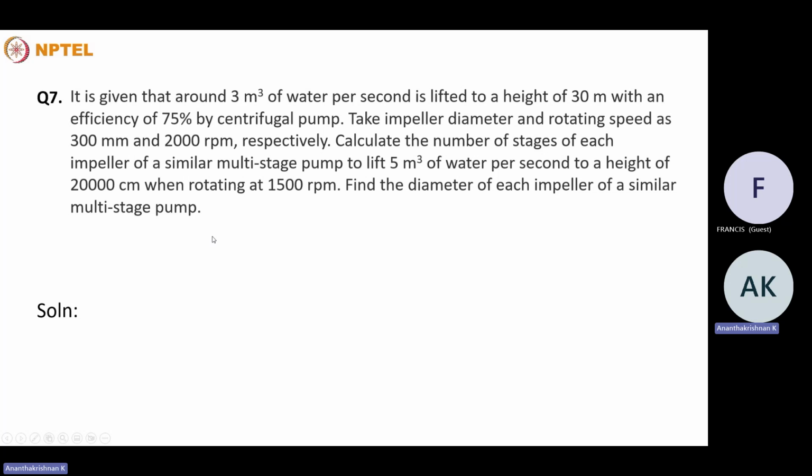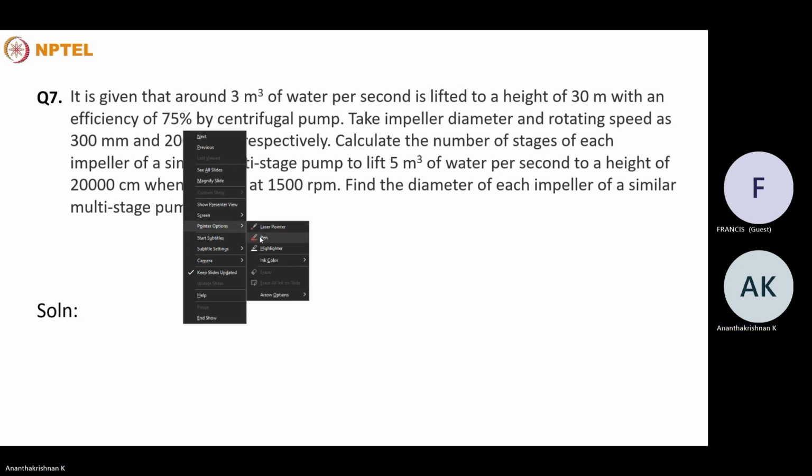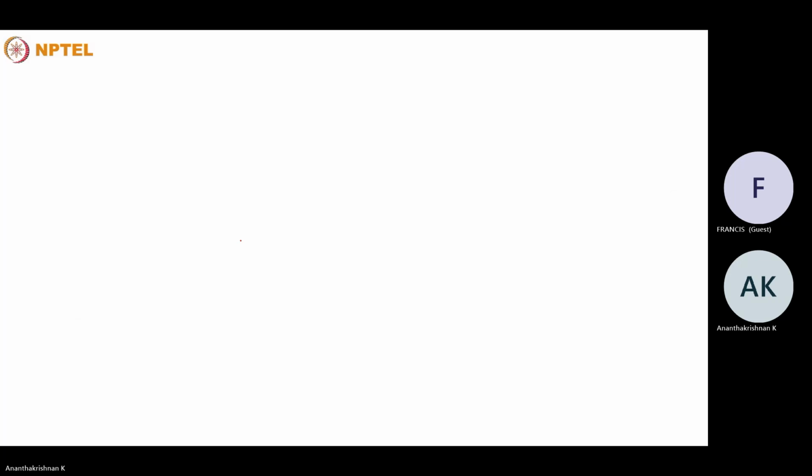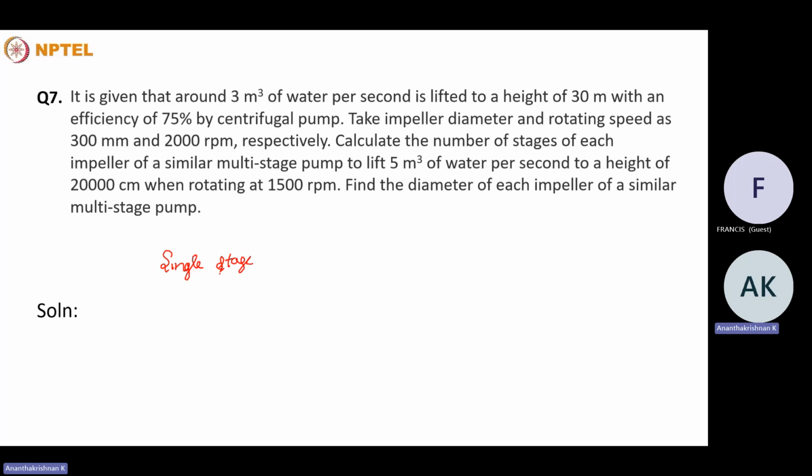So we can try to solve this problem. In this particular problem, there are two different sets of pumps. One is a single stage pump and the other one is a multi-stage pump. So there will be the single stage pump. The discharge is given as Q is equal to 3 meter cube per second. And then the manometric height is given as 30 meters.